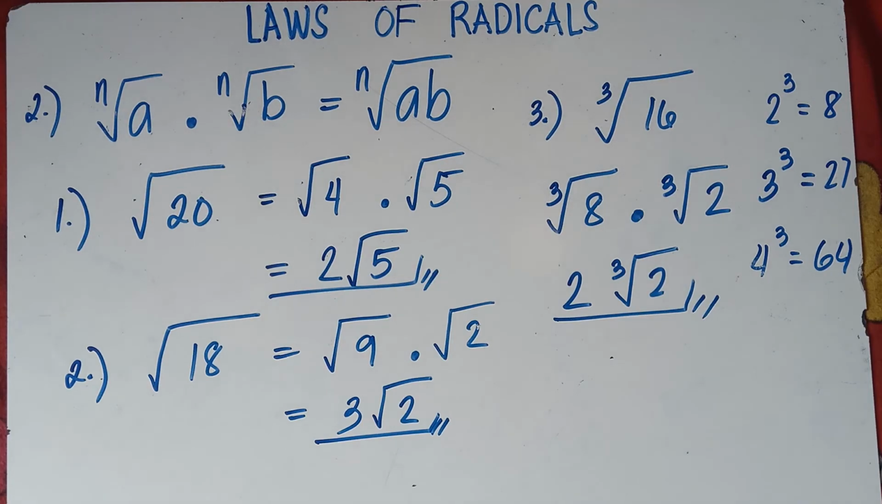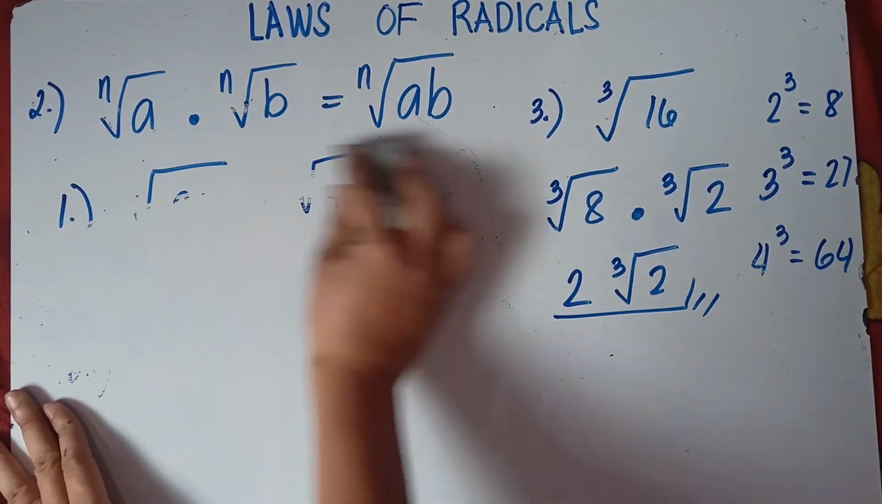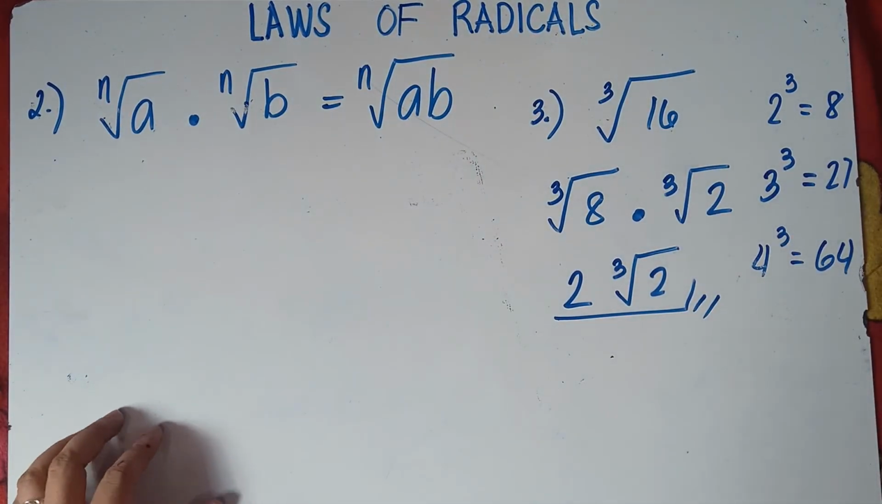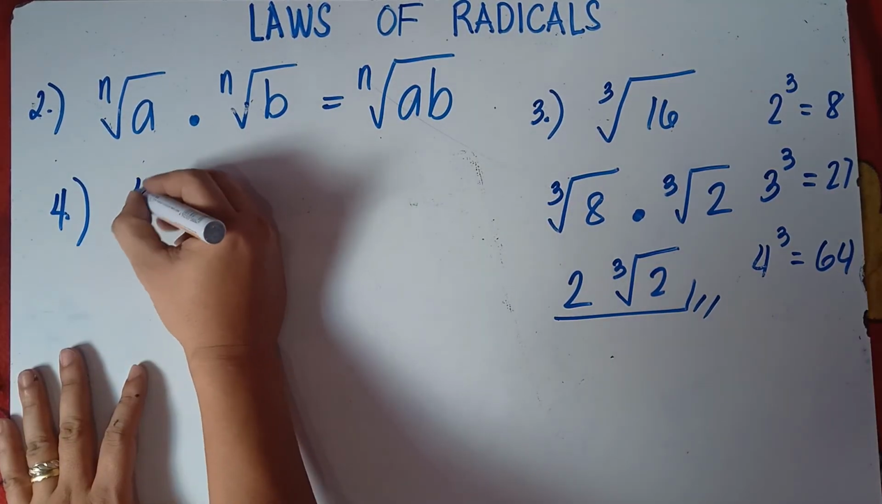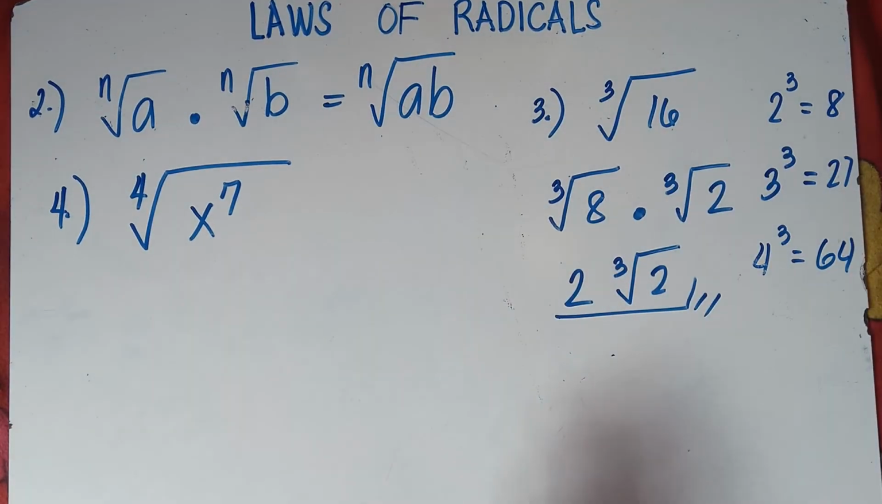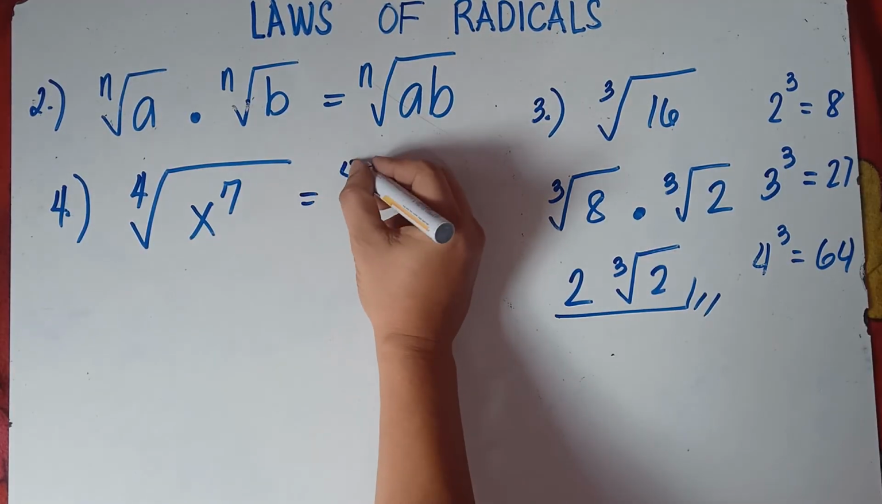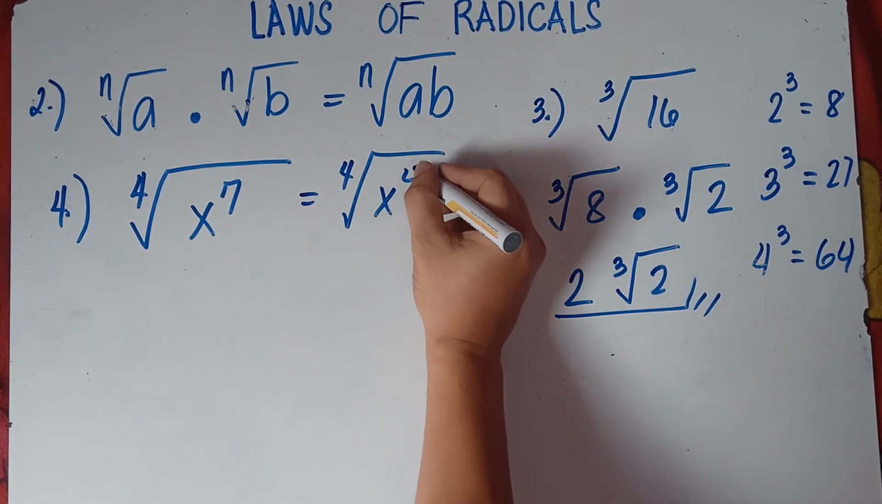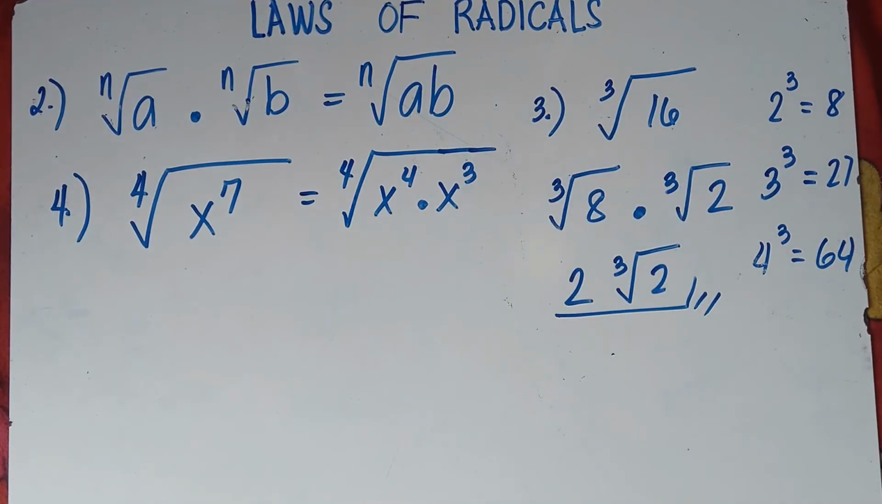Alright, easy, right? So you try number 4. You try this one, class. So what if you have this one? Let's have an equation, class. Example number 4: the fourth root of x raised to the power of 7. So the thing that you will do, class, is you need to factor this out. We can factor this out as the fourth root of x raised to the power of 4 times x raised to the power of 3, right?